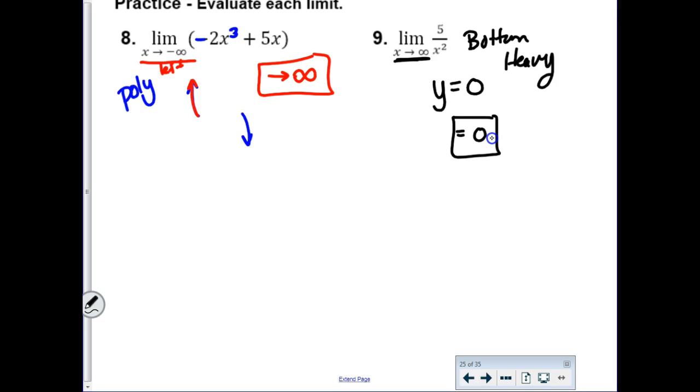0 is a number, right? So we can just say it equals 0. The ones that you're not supposed to say like it equals is the infinity ones. We have to say they're approaching infinity or tending towards infinity.